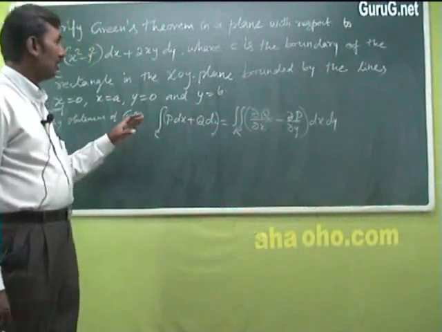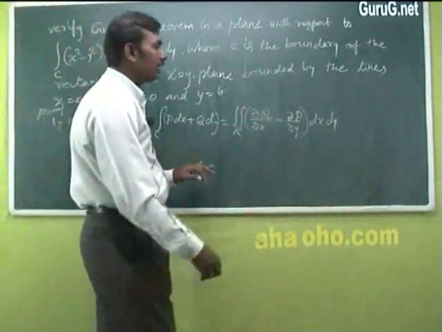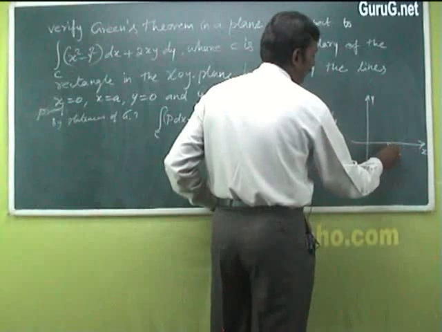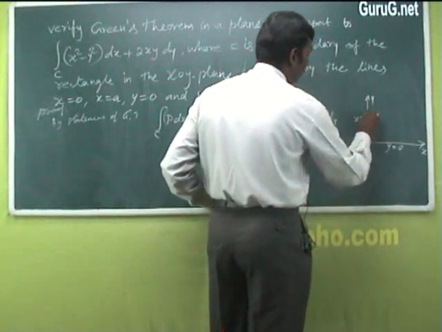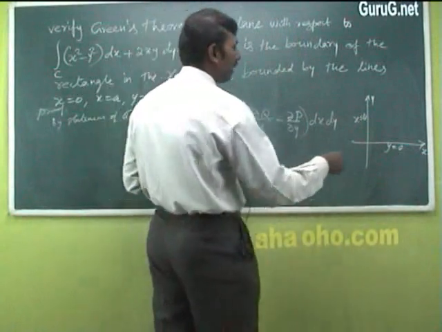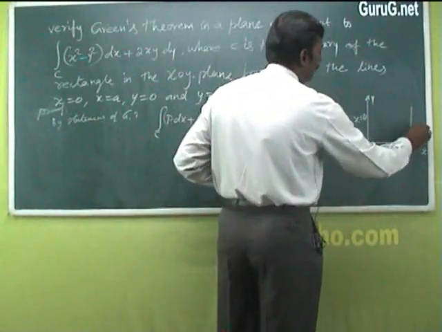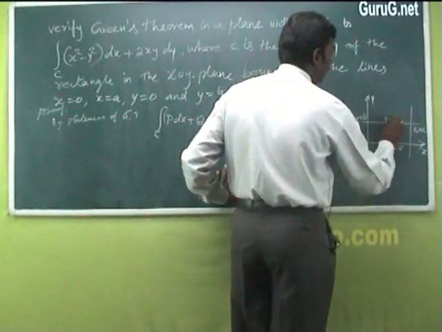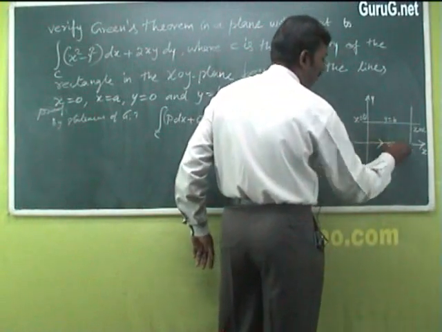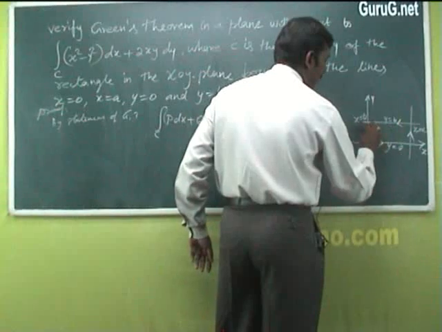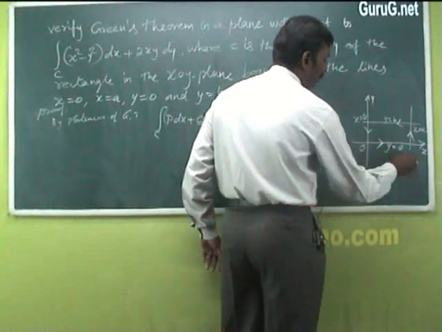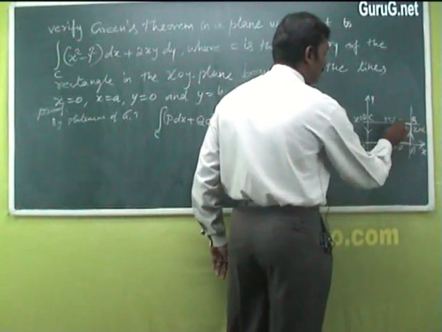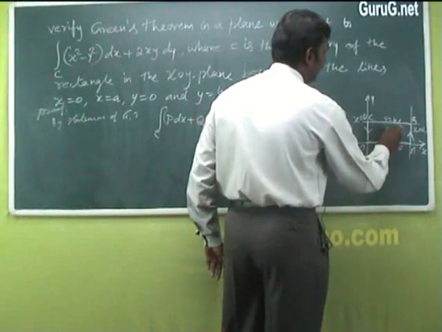Now C is the boundary of the rectangle. So what will be the rectangle? Bounded by the x-axis and the y-axis. This one is y equal to 0 and this is x equal to 0. And then x equal to a, a line parallel to the y-axis, and then y equal to b, a line parallel to the x-axis. So this is the anti-clockwise direction. This is the C. You can mark it O, A, B, C. So this is a closed curve C. It encloses the rectangular region R, right?